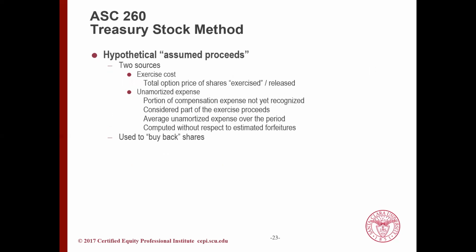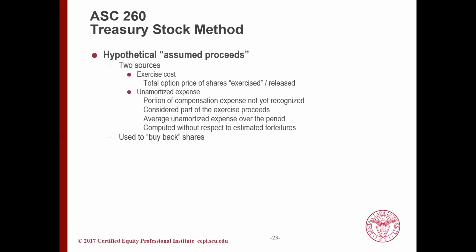These assumed or hypothetical proceeds may include up to two types. One, the exercise price of the option or any amount paid for the issued stock. And second, the average unrecognized expense for the grant over the reporting period, excluding the effect of estimated forfeitures. This average unamortized expense for the grant is considered an additional source of proceeds that the company could use to repurchase its own stock. You then add up these hypothetical proceeds, divide by the average price of the shares during that reporting period to figure out how many hypothetical shares you would be buying back.